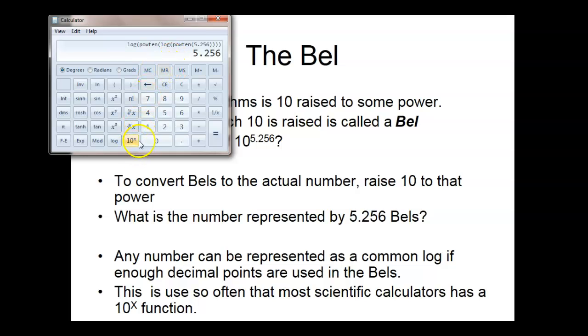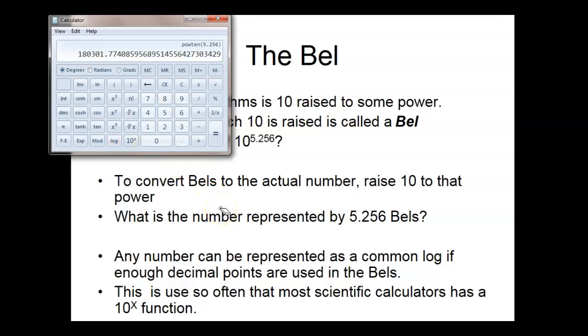So somewhere on your calculator, you have 10 raised to the x power, and very close to it is the log key. Sometimes they're the same key. You hit the function key to switch between 10 to the x and the log. So notice this is bels, and that would be the actual number represented by it. Okay. Everybody okay?